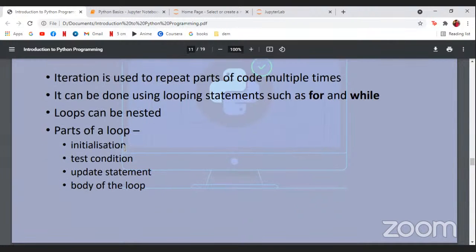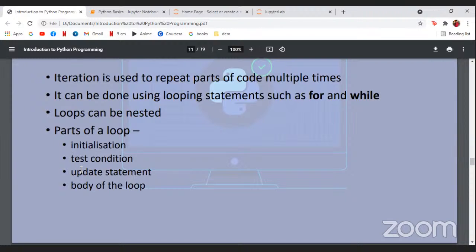So there are 4 parts to a loop, which you should always make sure you have. So first one is an initialization, which means if you're using any kind of variable or a list or something in a loop, you should make sure that there's something in that list because you can't loop over an empty list. You should have a test condition, which means you have to check whether that loop should be executed or not. Otherwise, your loop will go on forever.